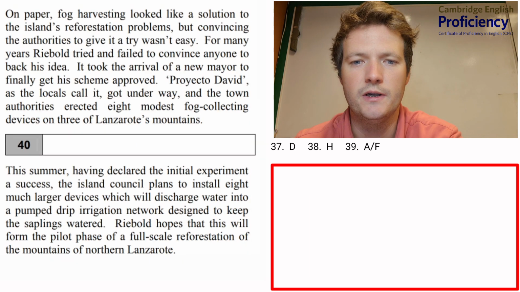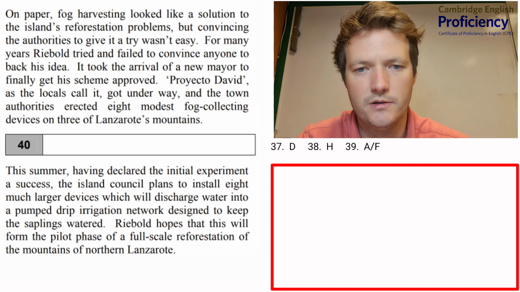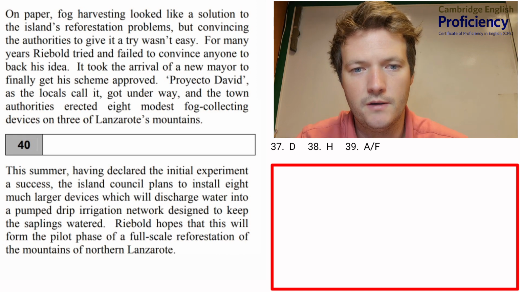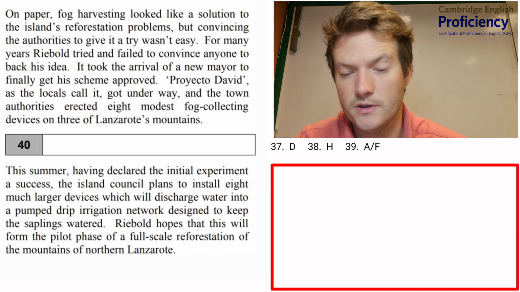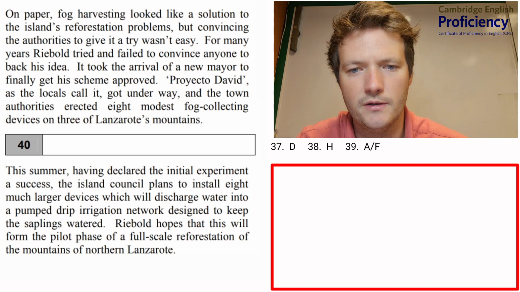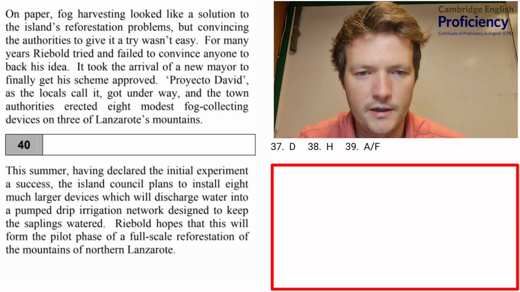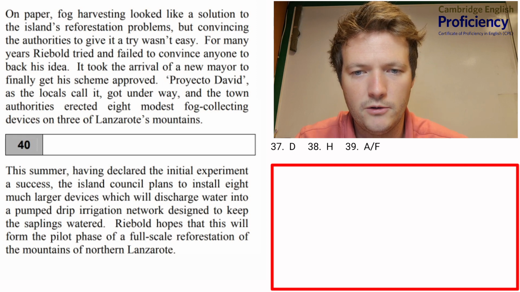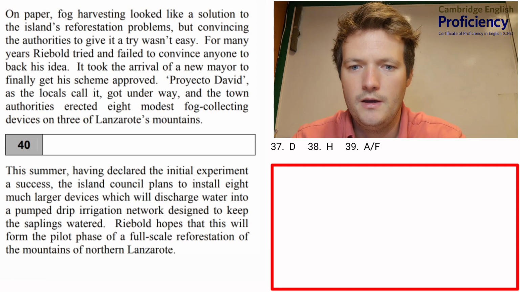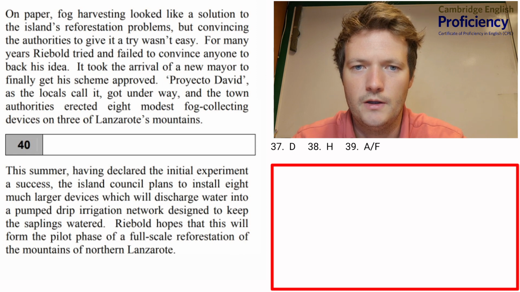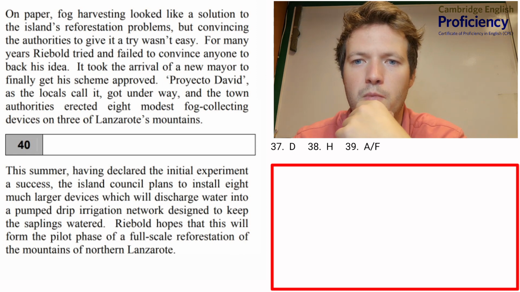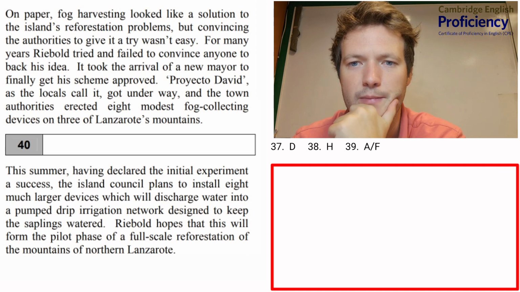On paper, fog harvesting looked like a solution to the island's reforestation problems, but convincing the authorities to give it a try wasn't easy. For many years, Ribald tried and failed to convince anyone to back his idea. It took the arrival of a new mayor to finally get his scheme approved. Proyecto David, as the locals called it, got underway. And the town authorities erected 8 modest fog collecting devices on 3 of Lanzarote's mountains.